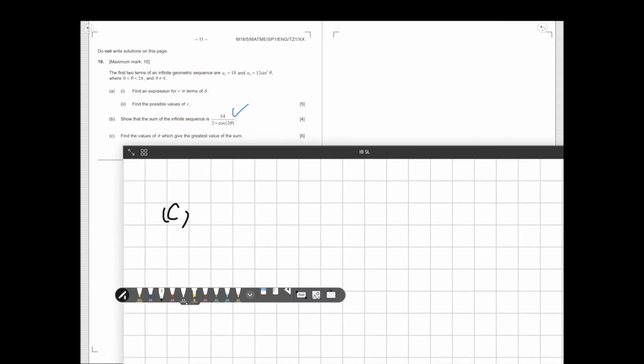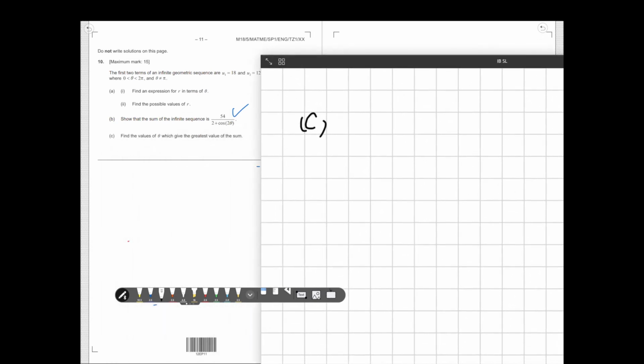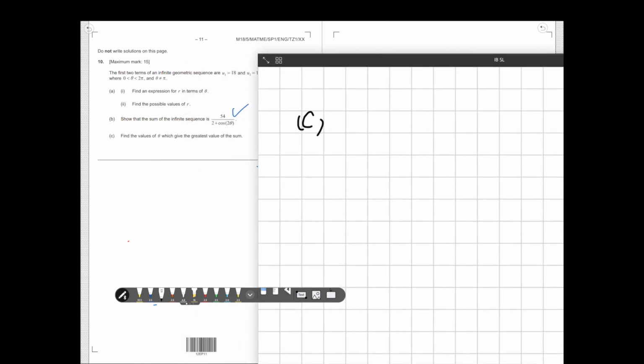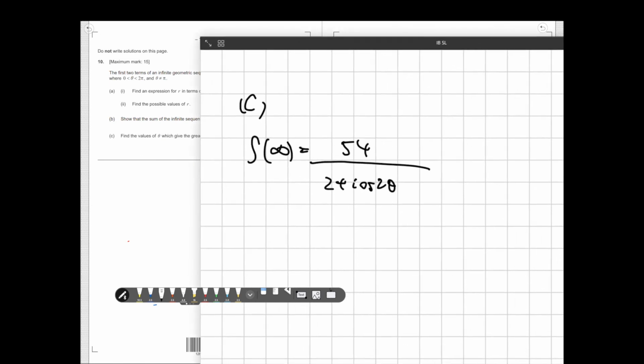Part C is to find the values of theta which gives the greatest value of the sum. So how to find the greatest value of the sum? It means that we now have S theta equal to this value. So for this to be maximum, this value has to be variable. We know that that's constant, and that is the only variable.